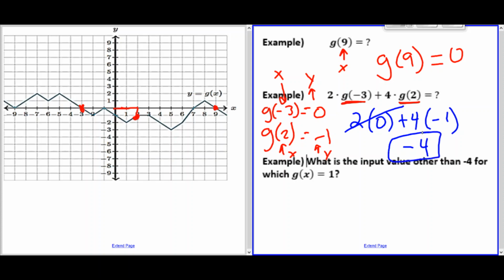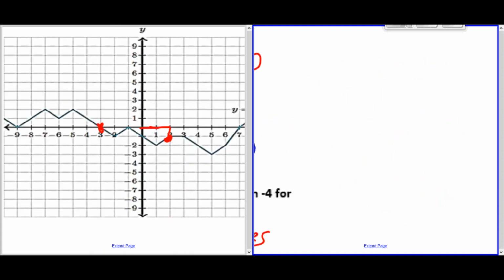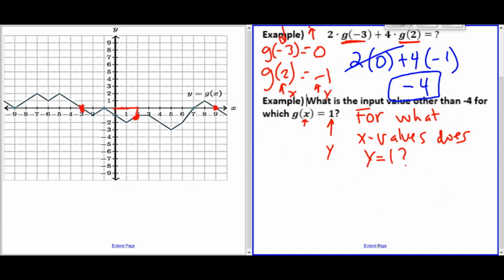The last example is a little trickier. So what is the input value other than -4 for which g of x equals 1? So what they're really asking you here is, notice I don't have a value in the x spot, but this is my y. So they're basically asking for what x values does y equal 1.